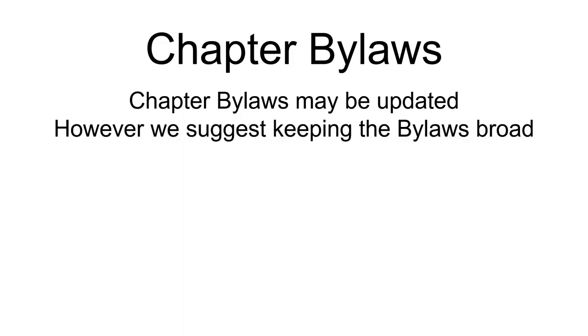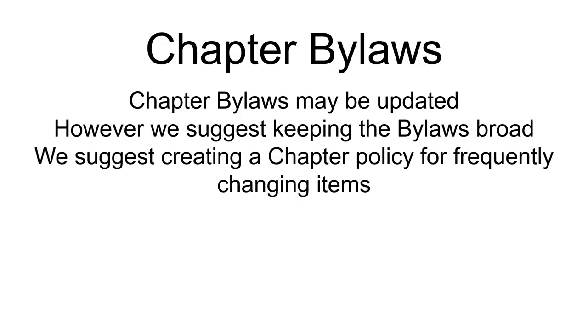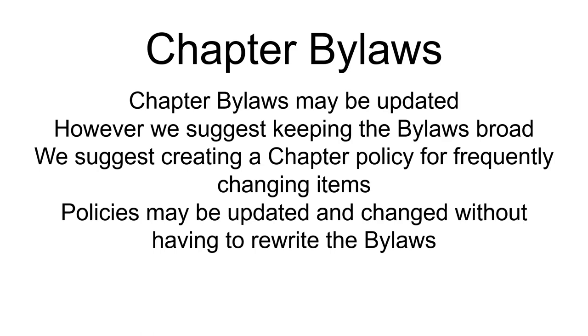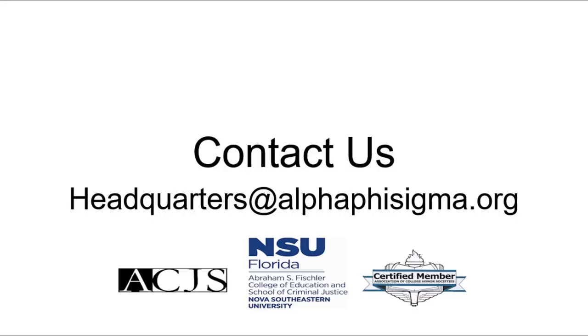However, we suggest keeping the chapter bylaws broad. Alpha Phi Sigma suggests creating a chapter policy for items that may change frequently in day-to-day operations of the chapter, since policies may be frequently updated. Policies may be updated and changed by the advisor and approval of the chapter without having to rewrite or amend bylaws. If you have any questions, please email or call headquarters.